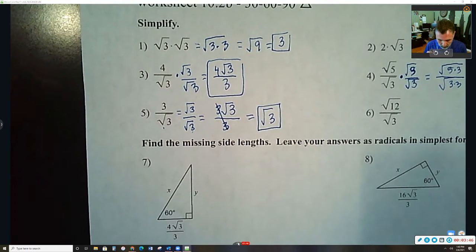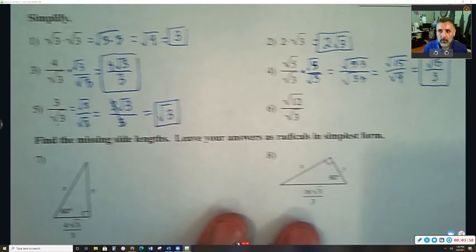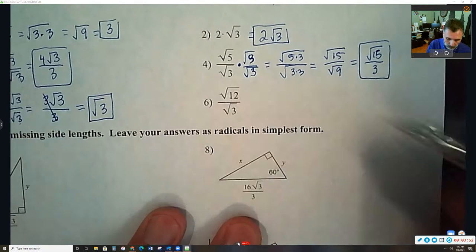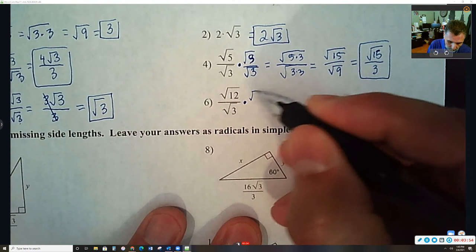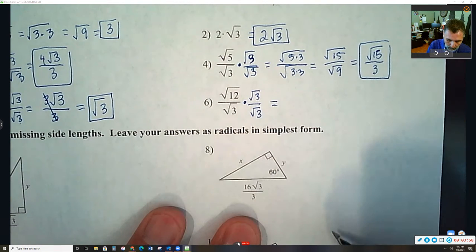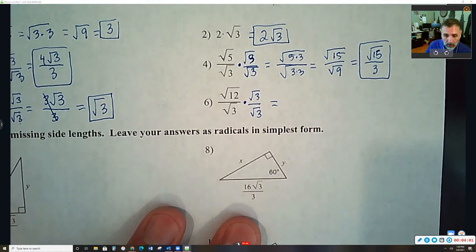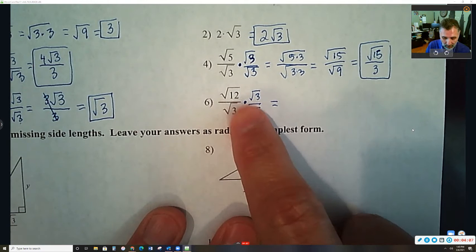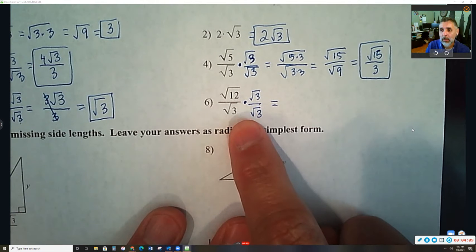Okay. Let's go to 6. Same thing, multiply the numerator and the denominator by the square root of 3. Oh, you know what? Actually, I'm glad I did that, because sometimes if you watch this, 12 is divisible by 3.